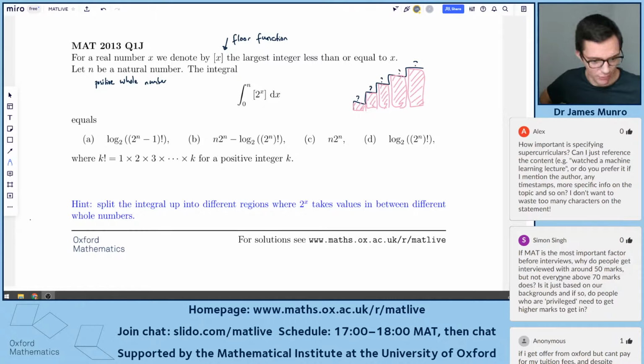Do you prefer it mention the author, any timestamps? You do not need to be too specific. You don't need to give timestamps or citations. It's okay to say vaguely what you did, and then focus on what you got out of it, I think.